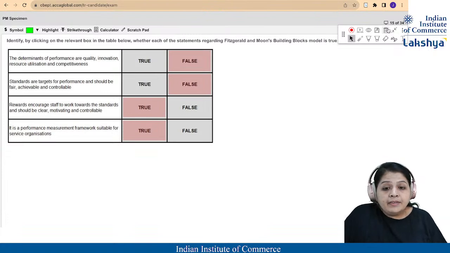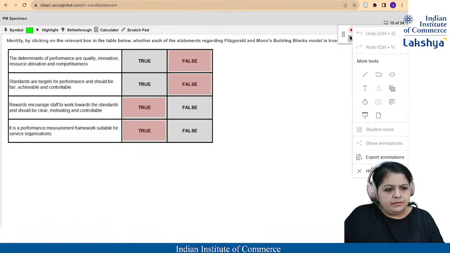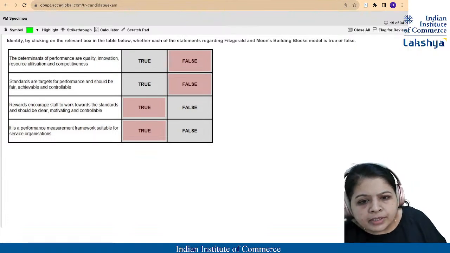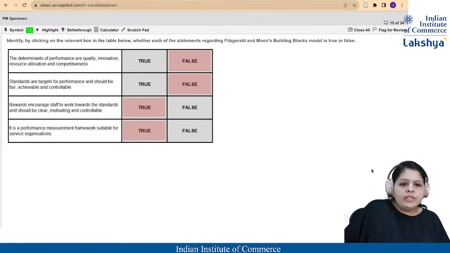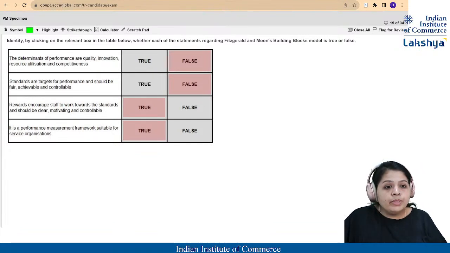The determinants. Identify by clicking on the relevant box in the table shown below whether each of the statements regarding the Fitzgerald and Moon building block model is true or false. So the determinants of performance are quality, innovation, resource utilization, and competitiveness. Competitiveness is the result of the determinants. So the determinants for performance are quality, innovation, resource utilization, and competitiveness, and this is a result of a determination, hence it is a true value.